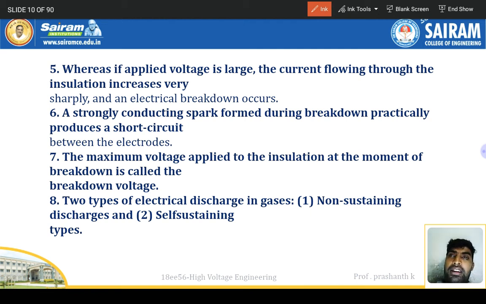Similarly for air, we use two spheres or two flat electrodes or pointers, and make a breakdown to check what the voltage and the strength are, using the laboratory. A strongly conducting spark formed during the breakdown practically produces a short circuit between the electrodes. The maximum voltage applied to the insulation at the moment of breakdown is called the breakdown voltage. There are two types of electrical discharge in gases: non-sustaining discharge and self-sustaining discharge.